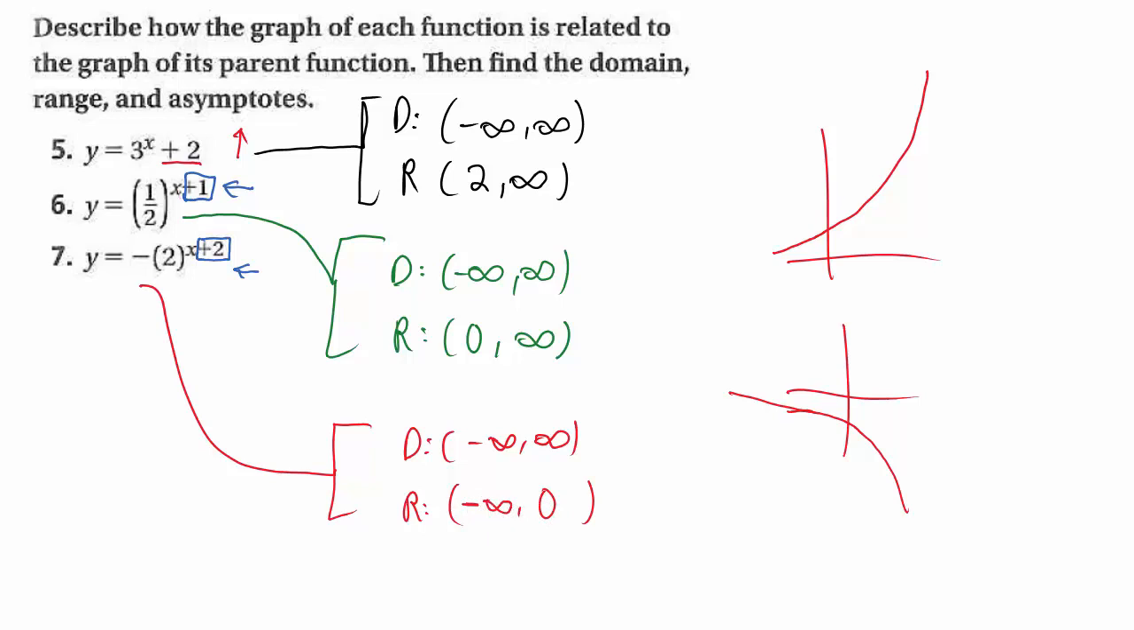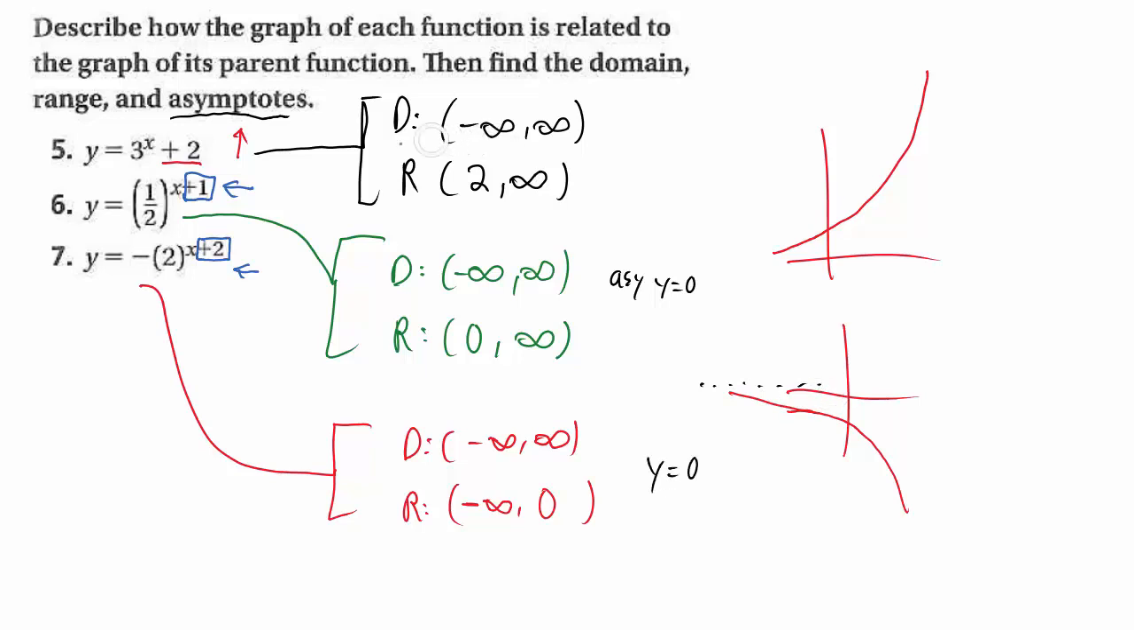As far as the asymptotes, they are just where the graph follows a line. For the last 2, the asymptote is going to be y equals 0, because that's the line that the graph comes really close to but never crosses.